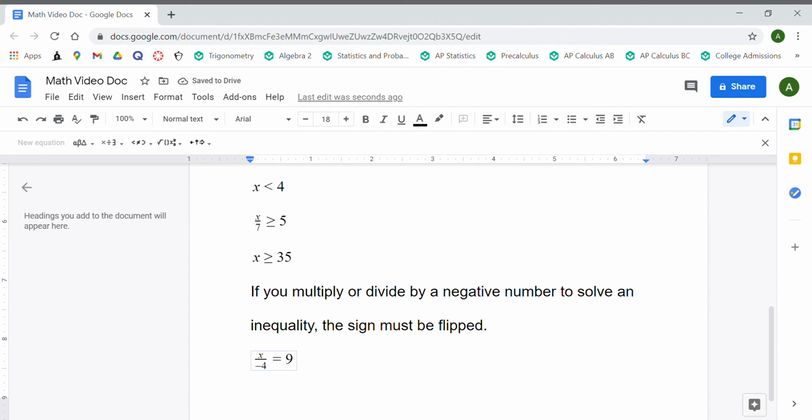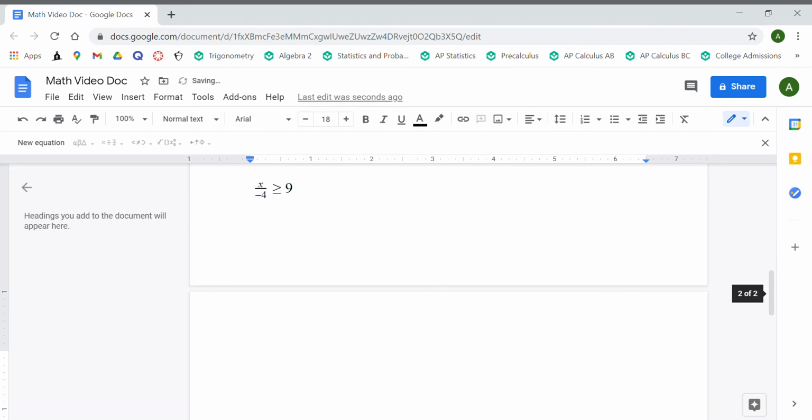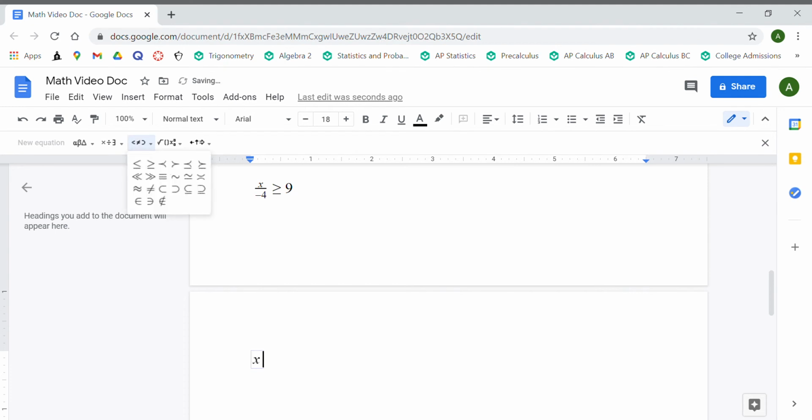Ooh, not equals. It should be greater than or equal to 9. Let's just say that. Now you might be thinking, you just need to simply multiply by negative 4, right? That is the correct step that you need to take. However, you can't just go on and say that x is greater than or equal to negative 36.